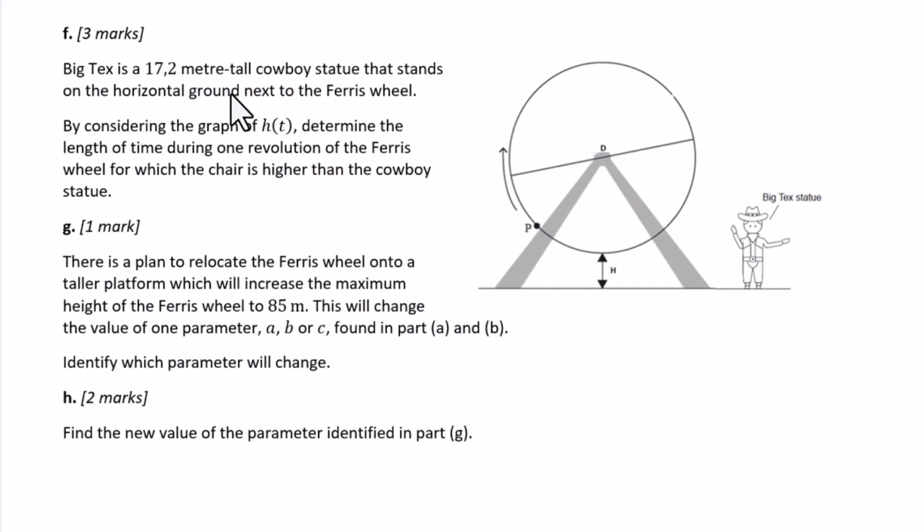Let's go to F. Big Tex is a 17.2 meter tall cowboy statue that stands on the horizontal ground next to the Ferris wheel. By considering the graph of h of t, determine the length of time during one revolution of the Ferris wheel for which the chair is higher than the cowboy statue.